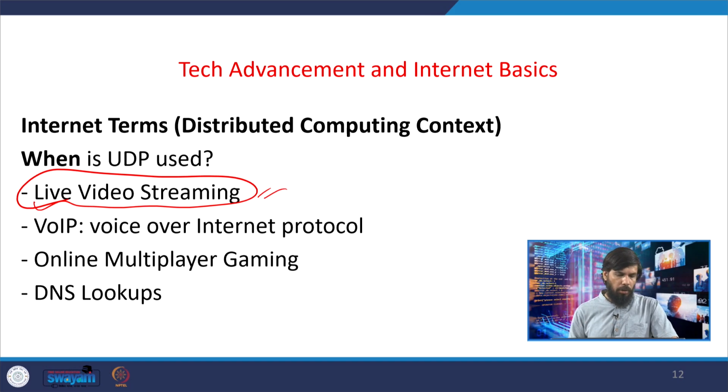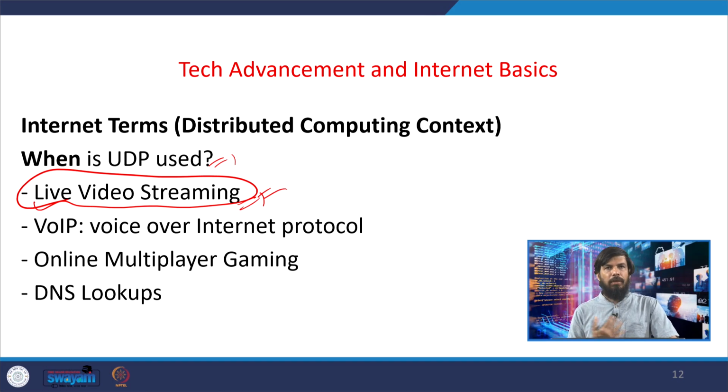Rather, the end user might be having a low bandwidth connection, so they already know why this is happening, and they might be okay with this kind of small loss. But faster delivery is important, because people would be looking for a real time experience of what is happening in a particular sports match or in a particular event.